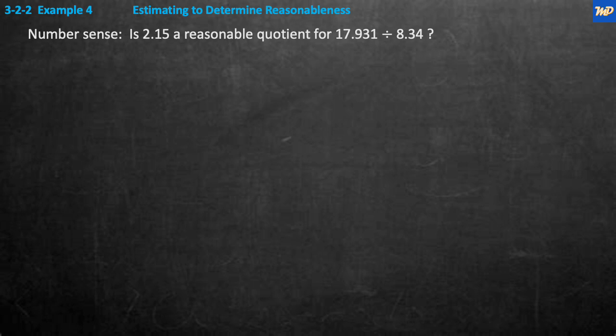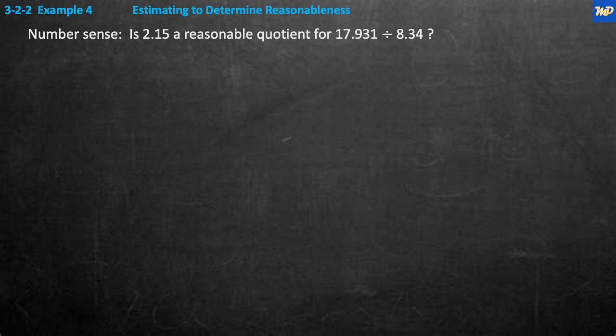Okay? Example 4. Estimating to determine reasonableness. So this is a number sense problem, they call it. Is 2.15 a reasonable quotient for 17.931 divided by 8.34? So what they want to know is, is it a reasonable quotient? Because the answer is 2.15. So is it a reasonable quotient for this number?